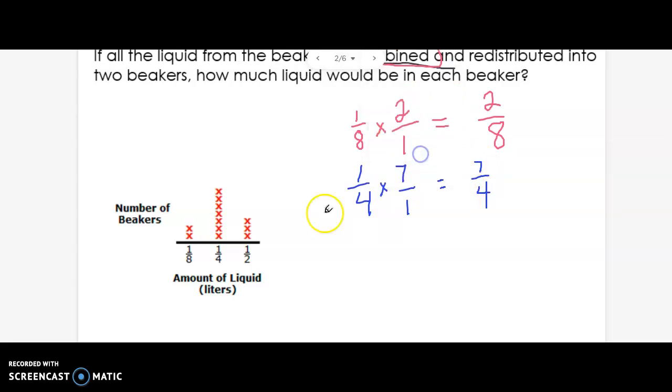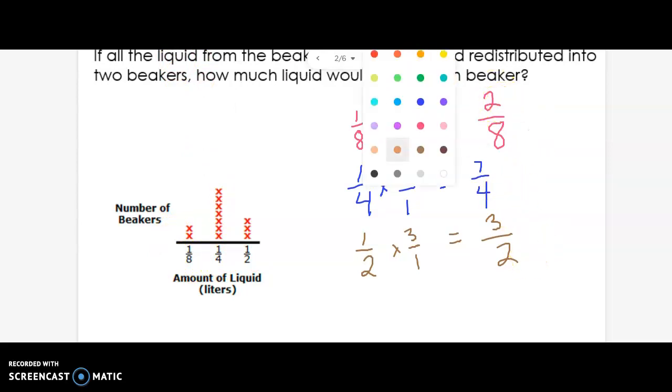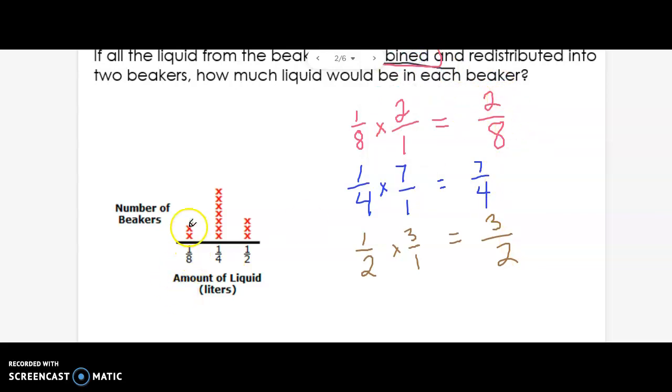And then I'm going to look at the 1/2 right here and see how much liquid is in all 1, 2, 3 of those, times 3. So that gives me 3 over 2. Okay. Now that I know the amount in each part, I'm going to next add my three fractions together. I know how much is in the 2 that have 1/8, the 7 that have 1/4, and the 3 that have 1/2.